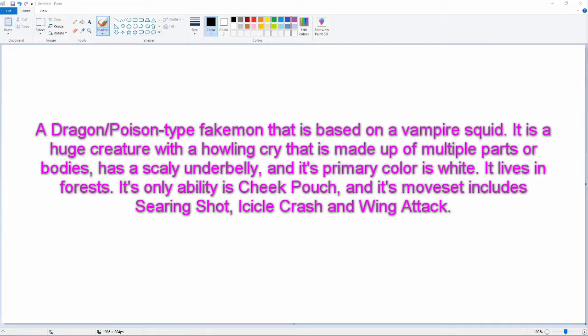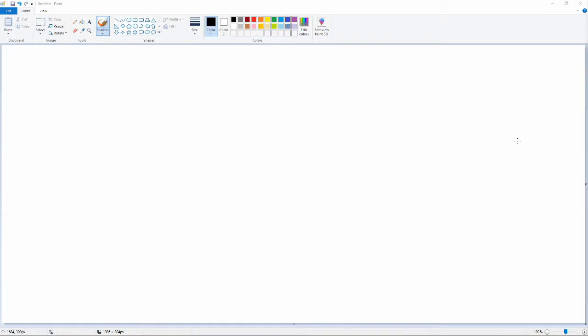Right, so our first one is a dragon poison type Fakemon that is based on a vampire squid. It is a huge creature with a howling cry that is made up of multiple parts. It has a scaly underbelly and its primary color is white. It lives in the forest. Let's start the timer.